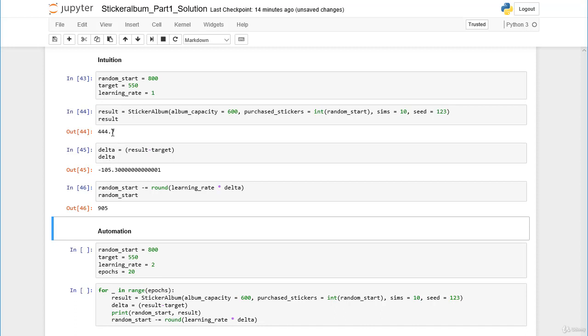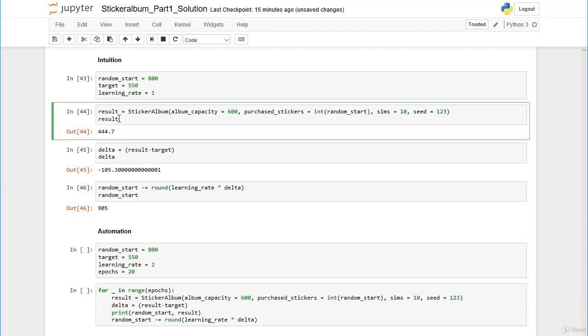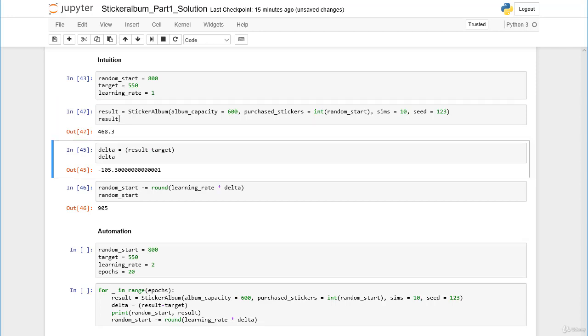Before, our result was 105 lower than our target. According to this formula, with learning rate 1, we are increasing our random start by the delta, 105. And given our new random start, the amount of stickers we want to purchase, we can now update our result. So if we buy 905 stickers, we end up on average with 468 unique stickers.